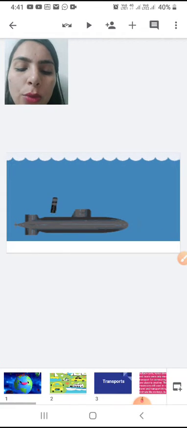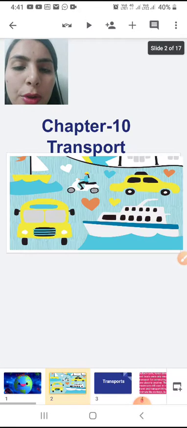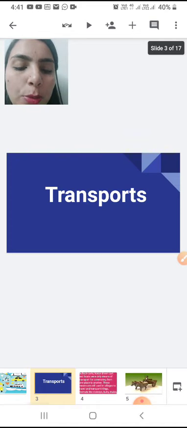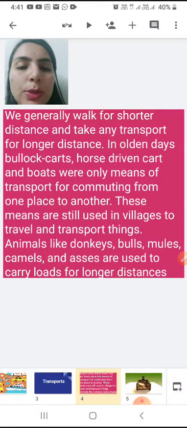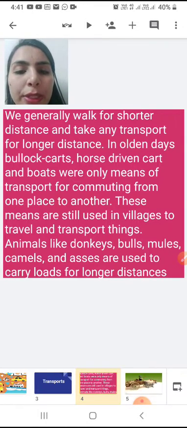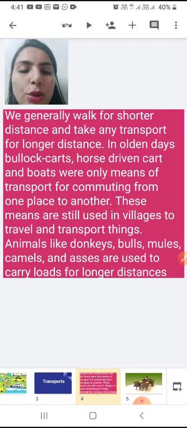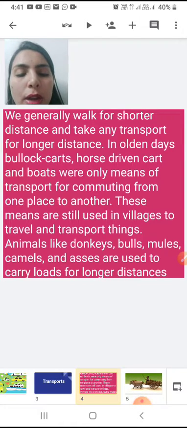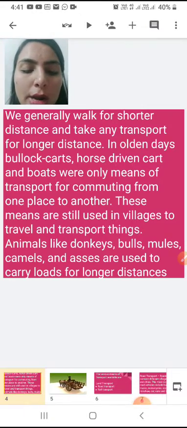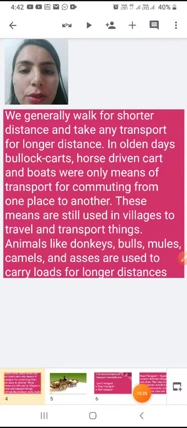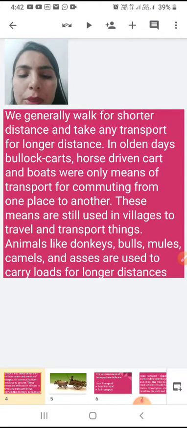So now one more time, let's take a quick revision of this chapter. Chapter number 10, transports. We generally walk for short distances. When we want to travel from one place to another over a longer distance, we use transport. There are different kinds of transport like bullock carts, horse-driven carts and boats, and also cars, scooters, buses, trains. These are all the different kinds of transport we use to travel, or commute, from one place to another.